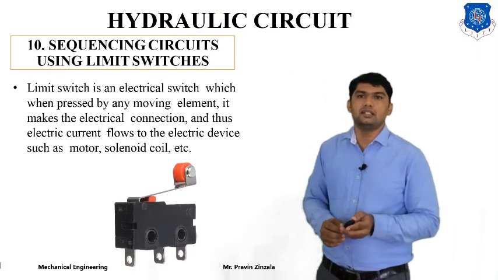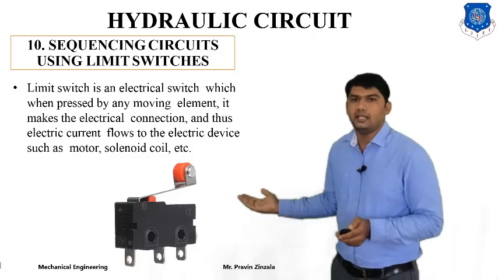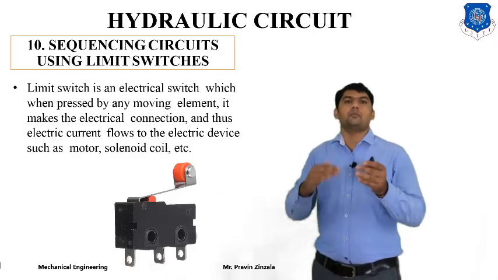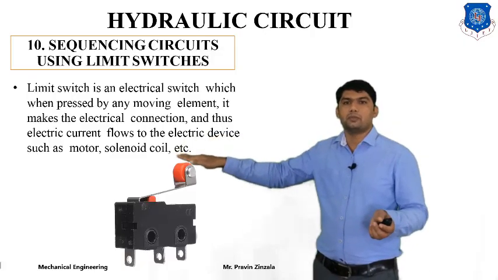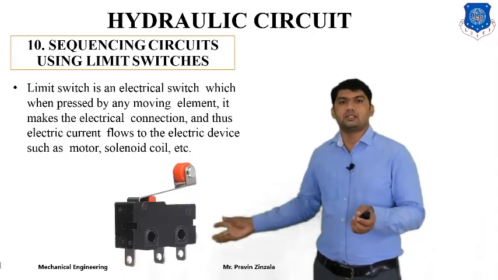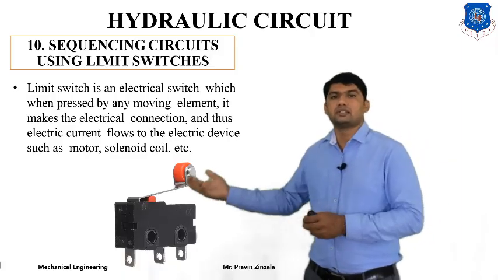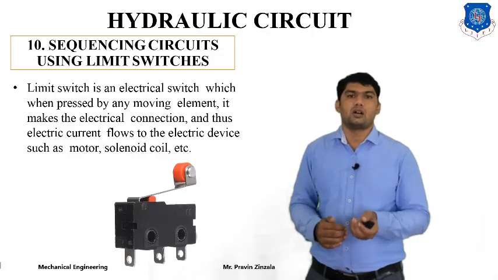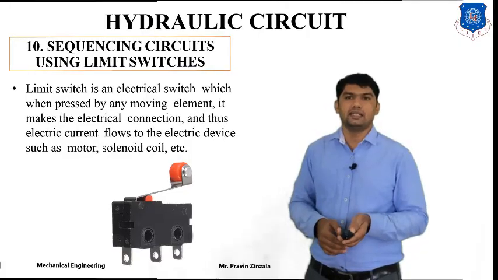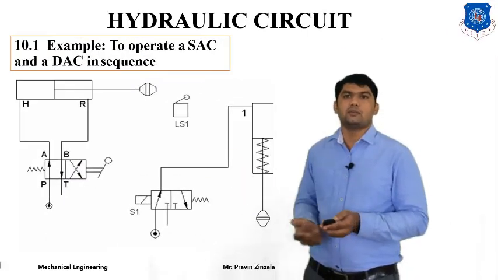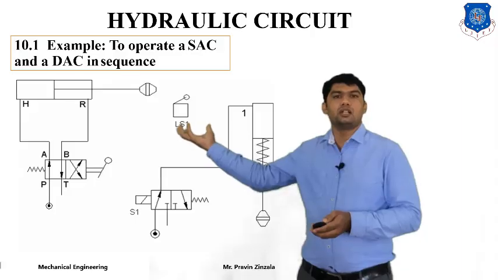Now we will discuss the sequencing circuit using a limiting switch. This is the diagram of a limiting switch. It is an electrical switch which is used for automatic operation. Whenever we apply pressure to this roller, it connects, means it supplies current to our electrical motor, and the motor starts, or it supplies a signal to different components for automatic operation. So this is the sequencing valve. It is used for sequencing operations. Let's take one example. Same as for the limiting valve, we can replace the limiting valve with the limiting switch.